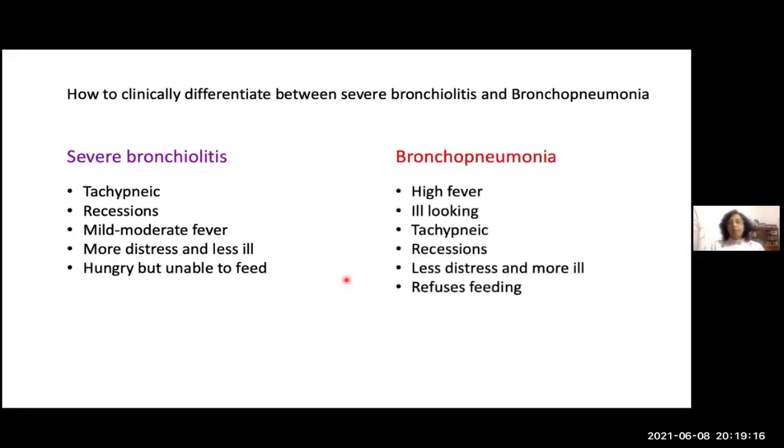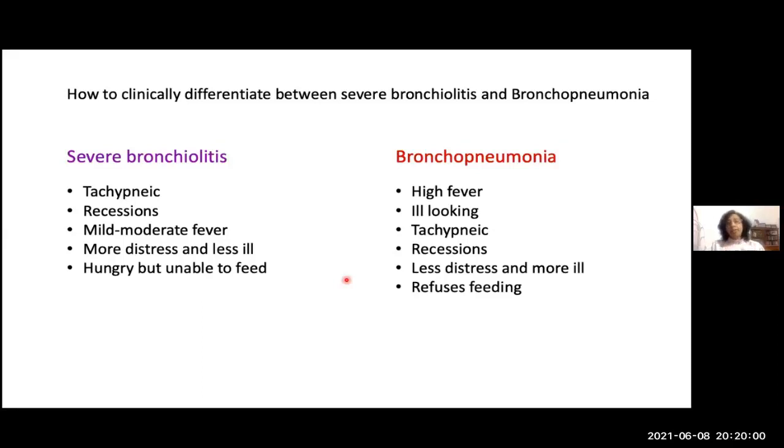In contrast, in bronchopneumonia, the babies tend to have very high fever and they are very ill looking. So the fever and the ill look go together. They are tachypnic as well. Recessions, it depends. Recessions may be more marked or average. But remember, the subcostal recessions are more prominent in bronchiolitis. So looking at the child, they are less distressed but more ill. And they refuse feeding, not because of the distress, but because they are very, very ill.